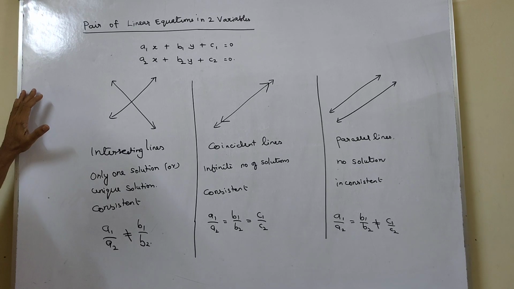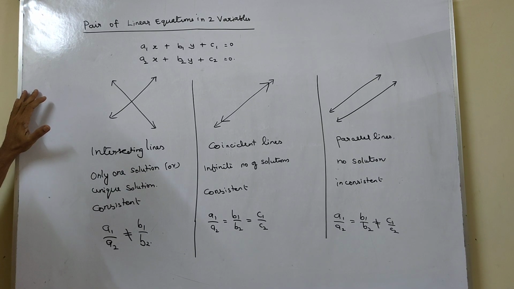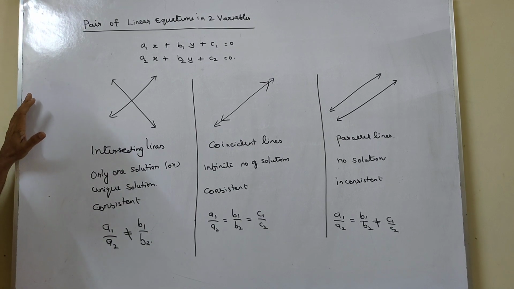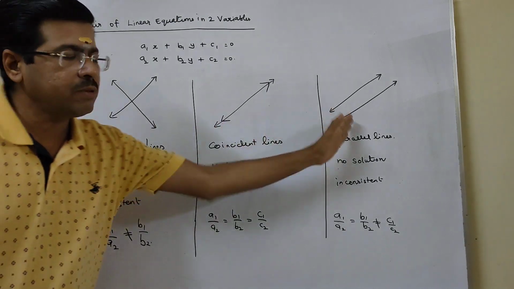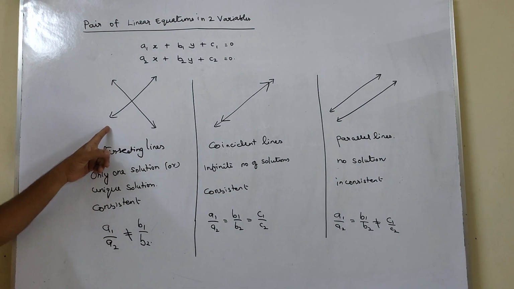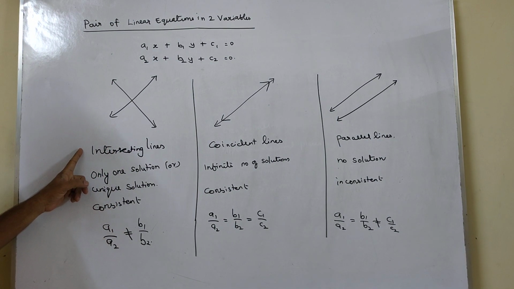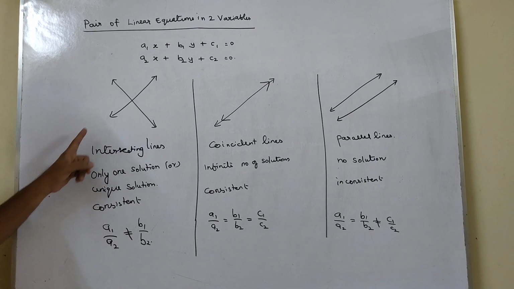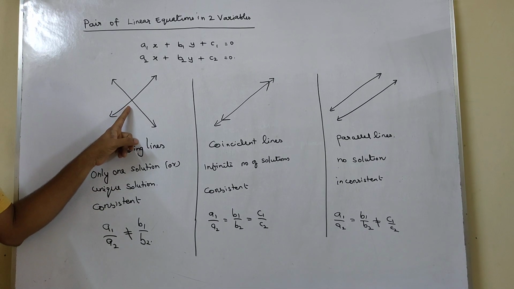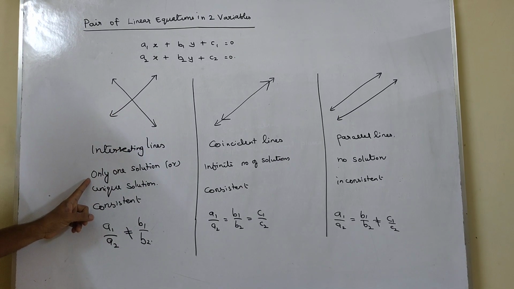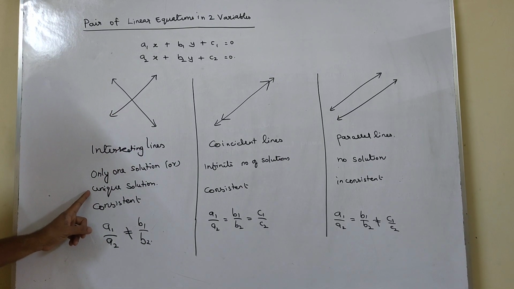So what are the characteristics of these equations? If you draw a graph for these equations, it may occur in three types. The first one is called intersecting lines. They intersect each other at only one point, so the number of solutions will be only one. We call it as unique solutions.